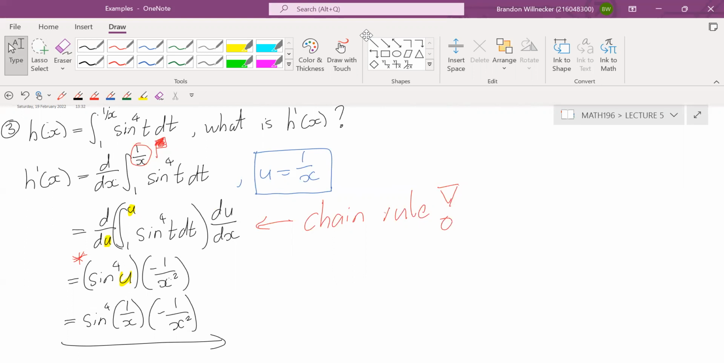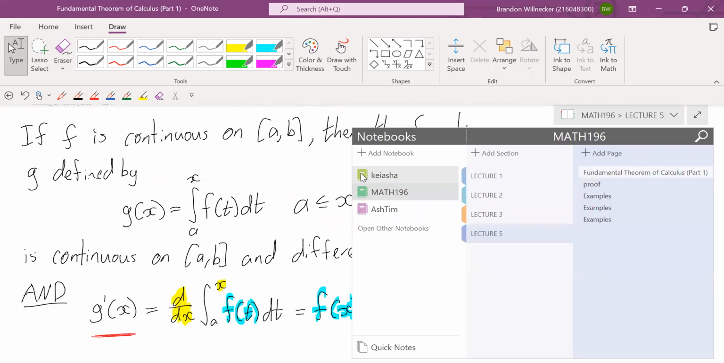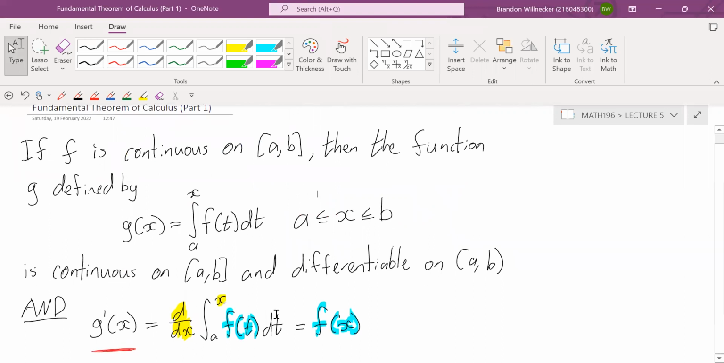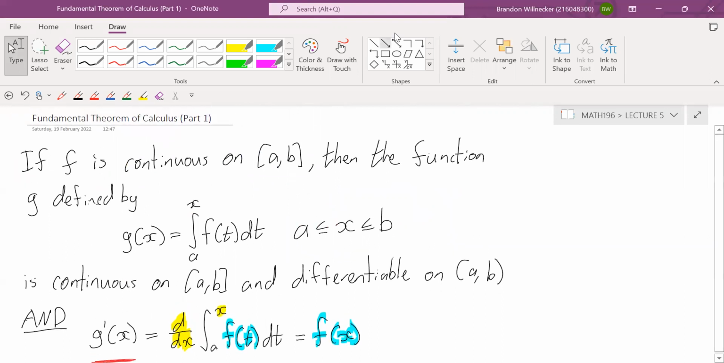Okay, so next time we will be looking at the fundamental theorem of calculus part 2. So remember, back at the beginning here, this is the fundamental theorem of calculus part 1. There's the second part that we need to cover, but we'll do that next time.